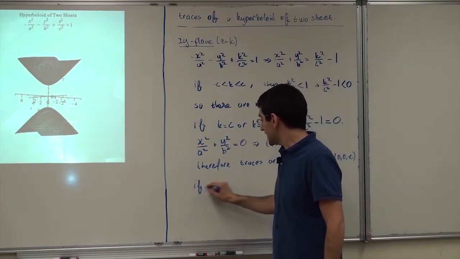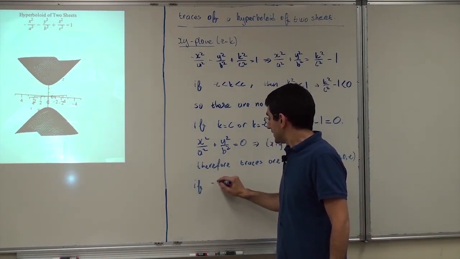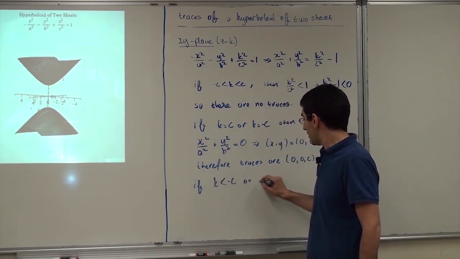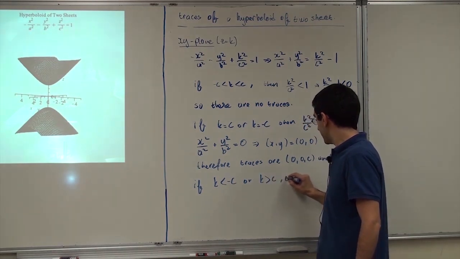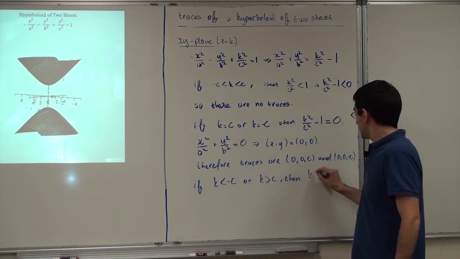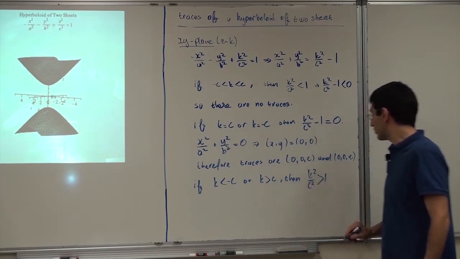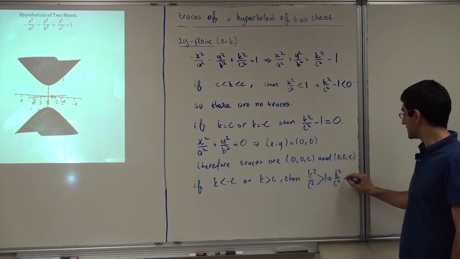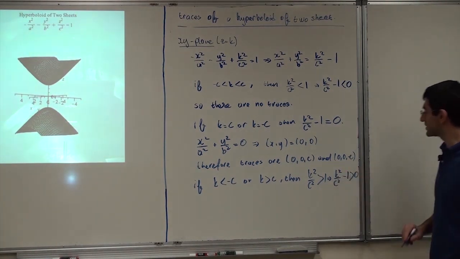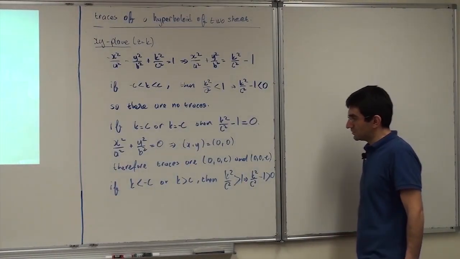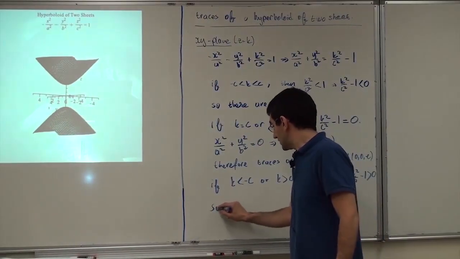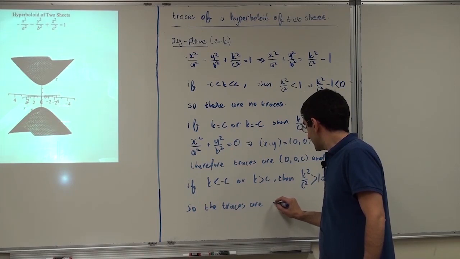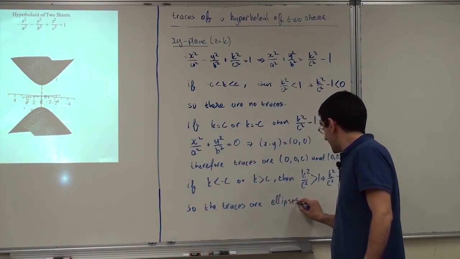Now, the last case, if k is less than negative c or more than c, then k squared over c squared is going to be strictly more than 1. So the number k squared over c squared minus 1 is going to be strictly more than 0. So the traces are going to be ellipses.